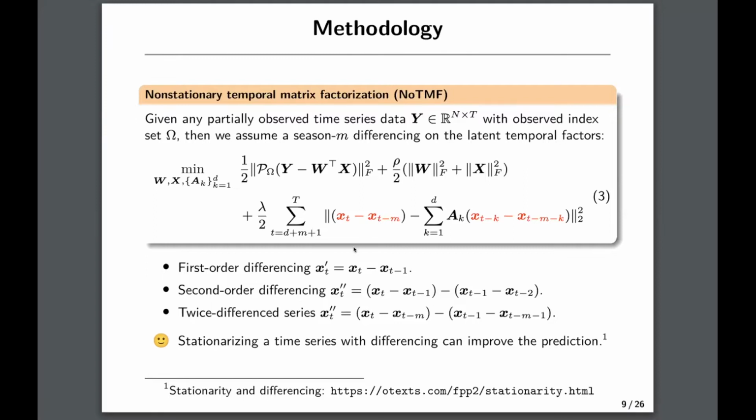There are also other options: first-order differencing, second-order differencing, and transdifferencing. For the first-order differencing, we have x_t minus x_{t-1}. The second-order differencing is that we first perform a first-order differencing, and then perform the first-order differencing on the differenced data. The transdifferencing is very interesting: we first perform a seasonal differencing, and then perform a first-order differencing. In this research, we claim that making a time series stationary with differencing can improve the prediction.